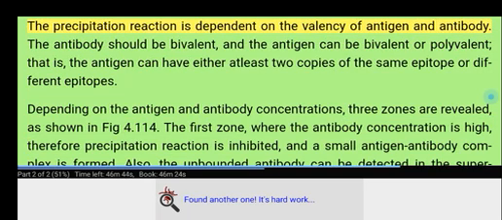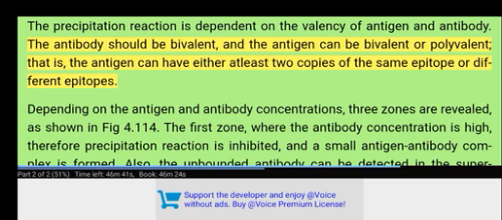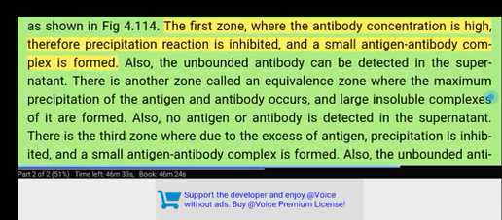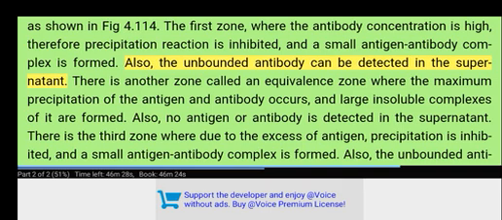The precipitation reaction is dependent on the valency of antigen and antibody. The antibody should be bivalent, and the antigen can be bivalent or polyvalent. That is, the antigen can have either at least two copies of the same epitope or different epitopes. Depending on the antigen and antibody concentrations, three zones are revealed, as shown in Fig 4.114. In the first zone, the antibody concentration is high, therefore the precipitation reaction is inhibited, and a small antigen-antibody complex is formed. Also, the unbound antibody can be detected in the supernatant.